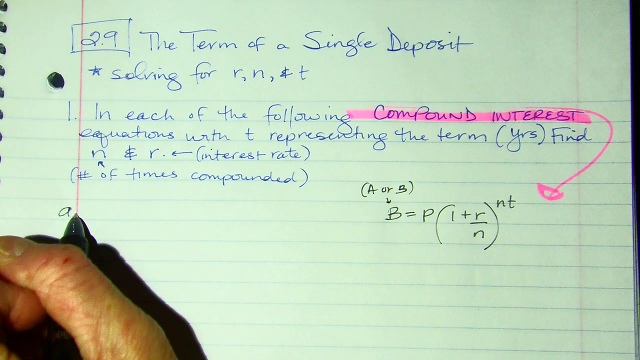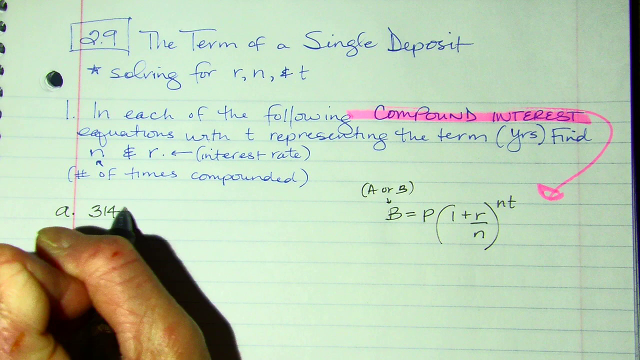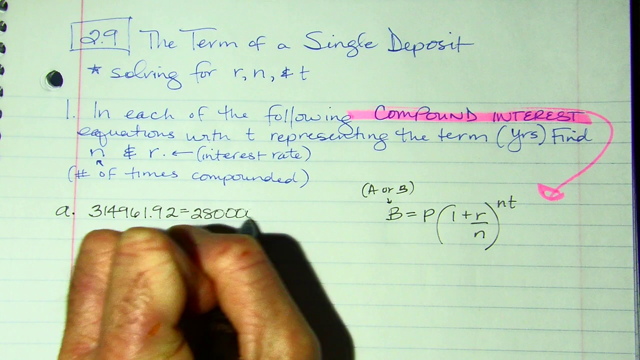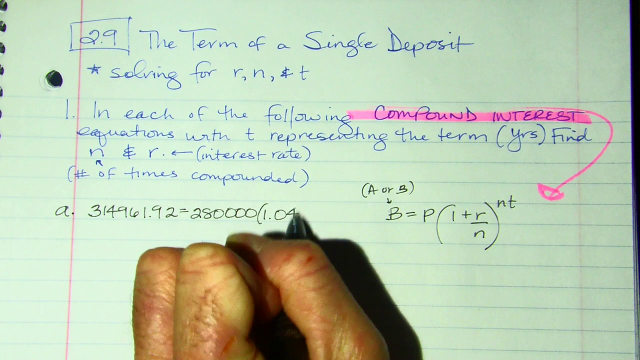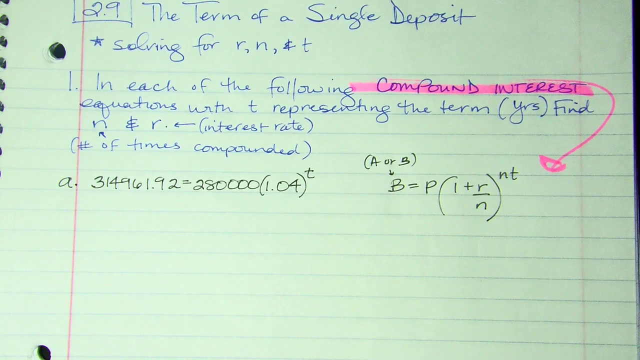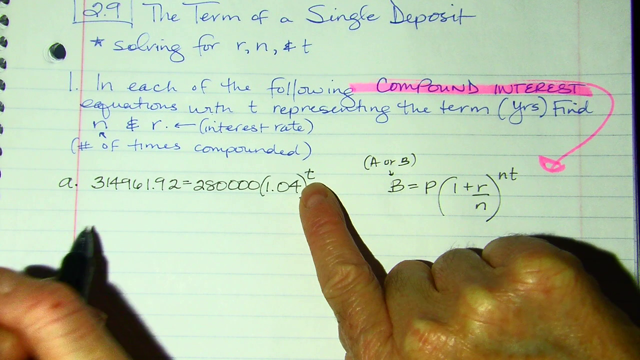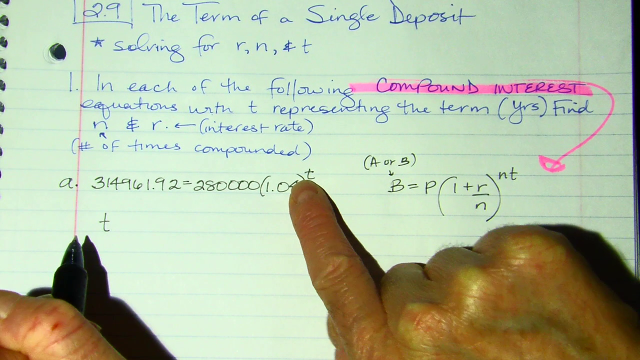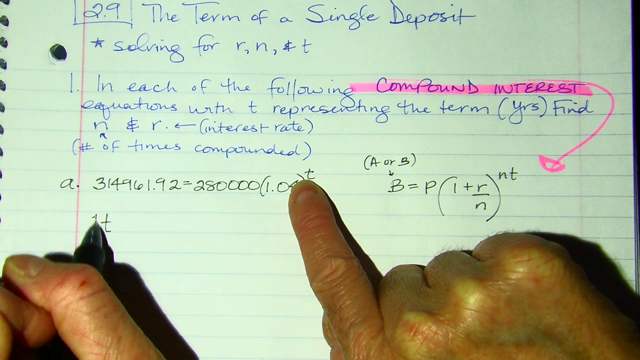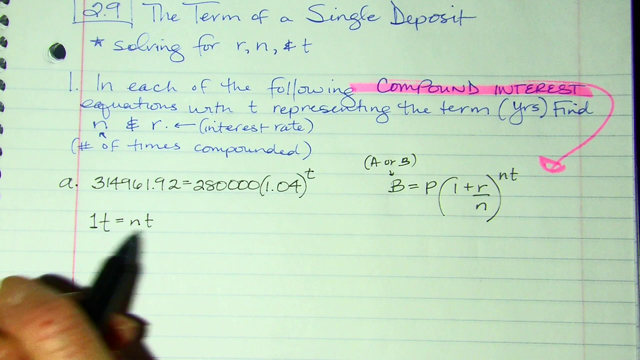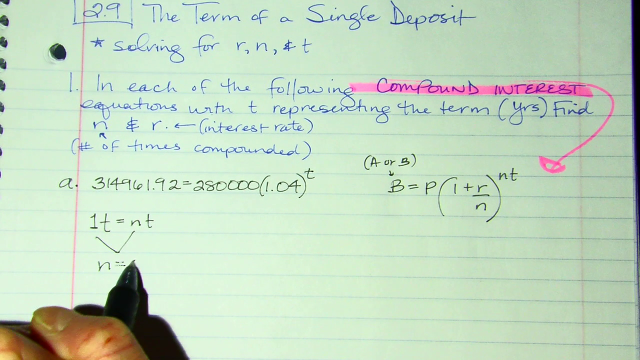In part A, $314,961.92 equals 280,000 parentheses 1.04 to the t power. Now all they want me to find is n and r. Okay, so notice I know that the n is located before the t. So I'm going to record what they gave us. There is nothing in front of our t. But what could be the invisible number right there? A 1. And I know that this has to equal n times t. So if these have to equal, then I know that n equals 1.